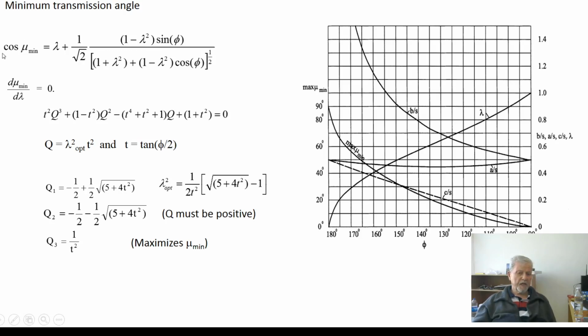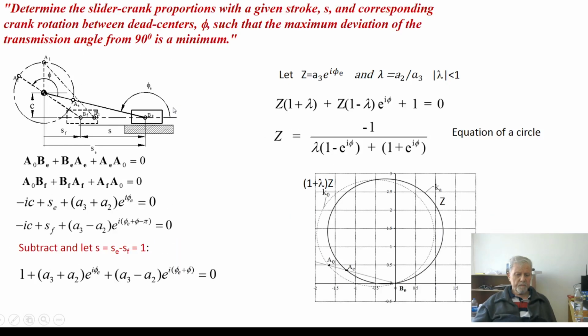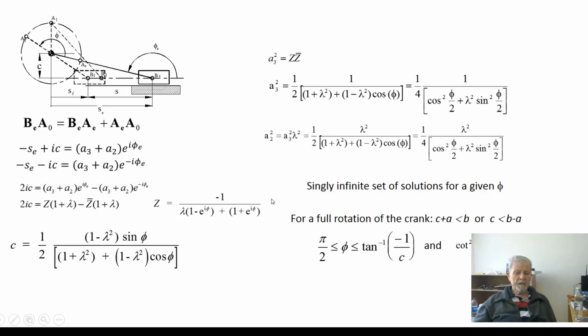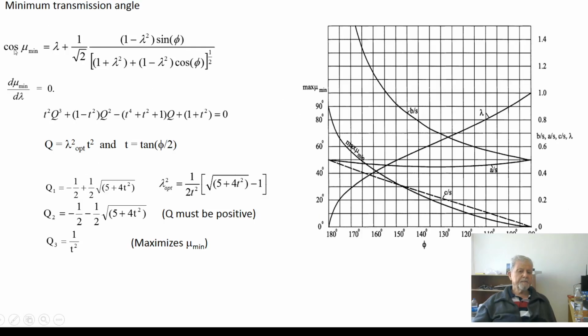Cosine mu min, in terms of the transmission angles, if you substitute, notice we have this equation. You have terms C, A2, and A3 in terms of lambda, correct? And if you substitute those into that equation, we end up with cosine mu min is equal to this term. If you take the derivative of mu min with respect to lambda and equate to 0, again we obtain a cubic equation: t squared q cubed plus 1 minus t squared q squared minus t squared plus t to the fourth plus t squared plus 1 q plus 1 plus t squared is equal to 0. t is equal to tangent 1/2 phi. q is equal to lambda optimum squared t squared.